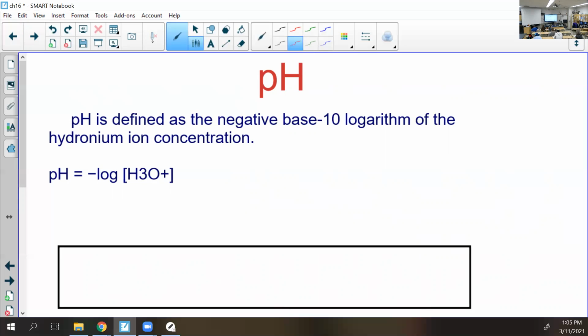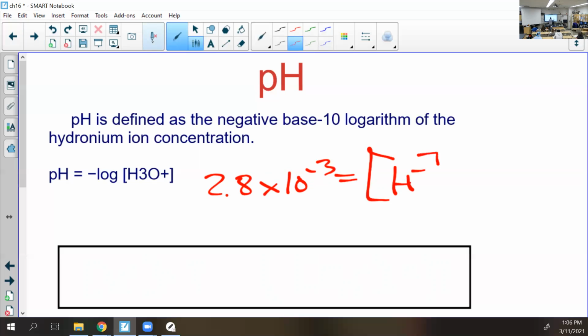All right, so I can plug these in if I'm given a real value of the constant. If it's not just a 1, I use my calculator. So 2.8 times 10 to the negative third, if that was my H plus concentration, I just type that into my calculator. I turn it on. I hit negative log 2.8 times 10 to the negative 3, and I hit enter, and I get 2.55 as my pH.